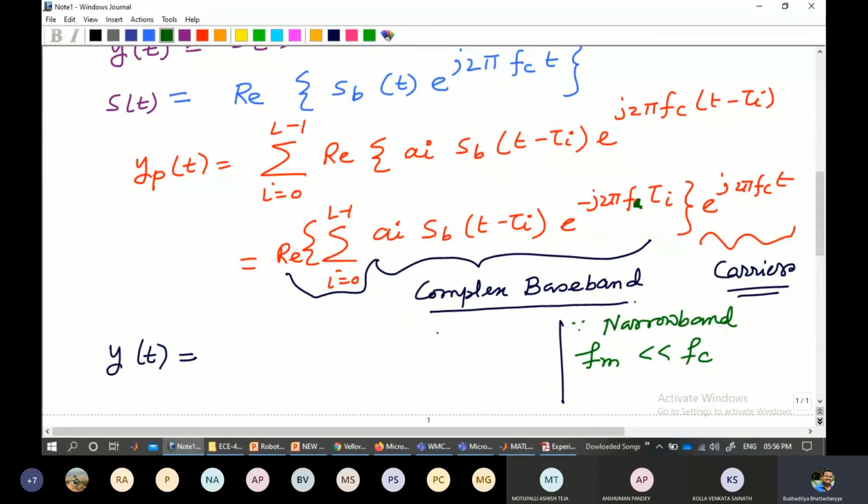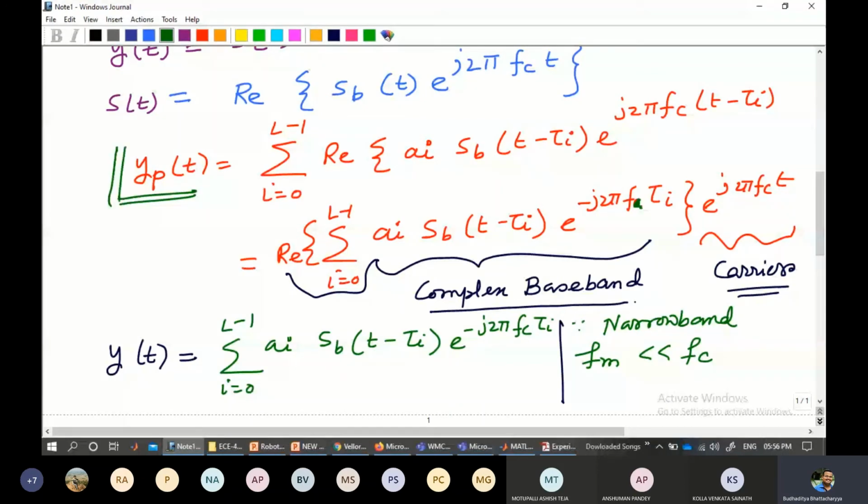and if that is the case, then y(t) can be represented as the sum over i equal to 0 to L minus 1 of a_i s_b(t minus tau_i) e to the power minus j 2 pi fc tau_i. So this is the narrow band assumption. Remember, the one I'm marking now was the pass band assumption of the output received signal, but this is the narrow band assumption that we are talking about. So this is the whole overall thing.